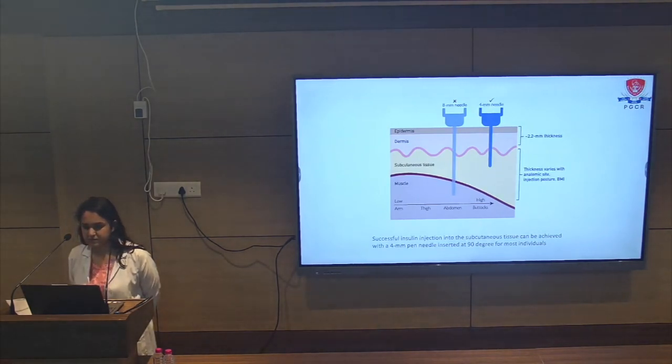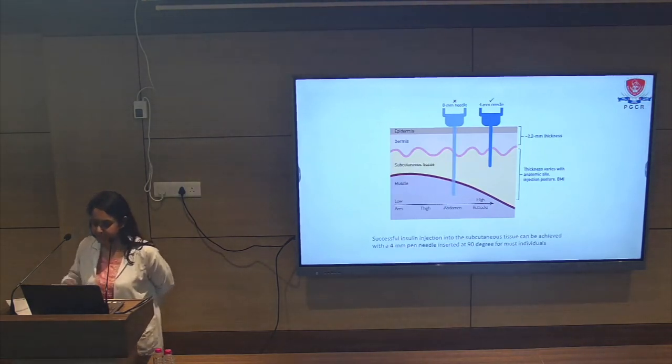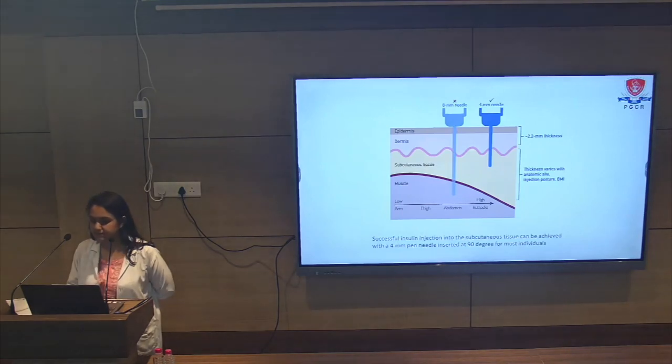Otherwise, it will lead to rapid absorption, and the same dose, which was very well tolerated by the patient earlier, can lead to severe hypoglycemia. So that is something we need to remember. We can make a skin fold and then inject at a 45-degree angle rather than a 90-degree angle. These basic precautions can avoid catastrophic episodes of hypoglycemia, especially at night.